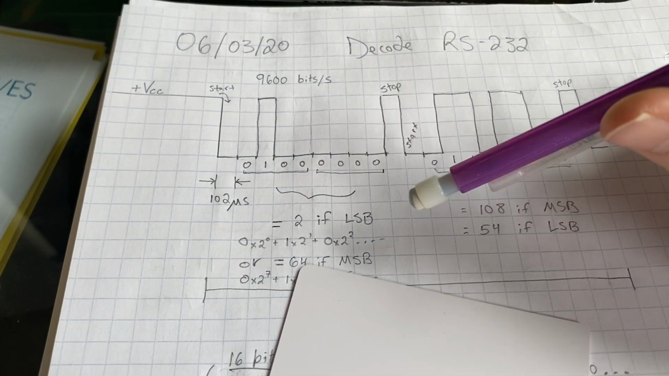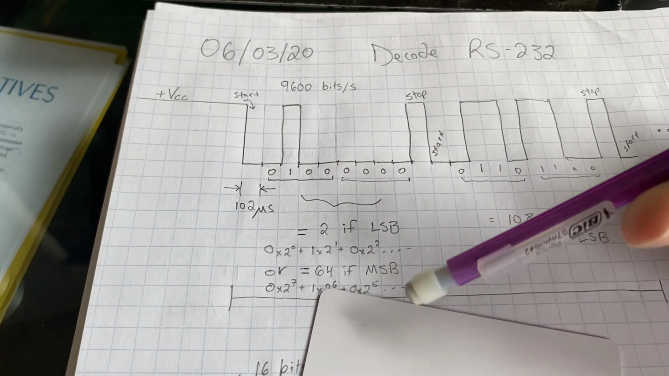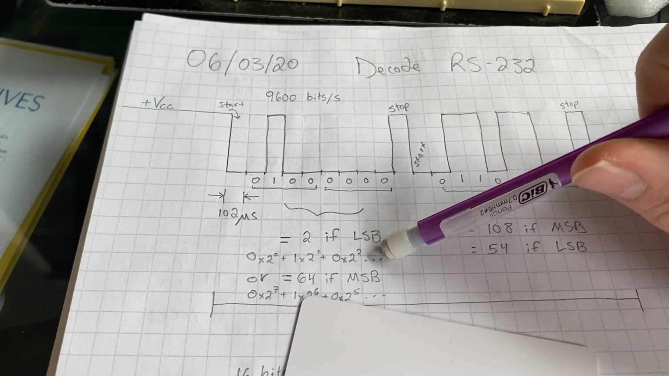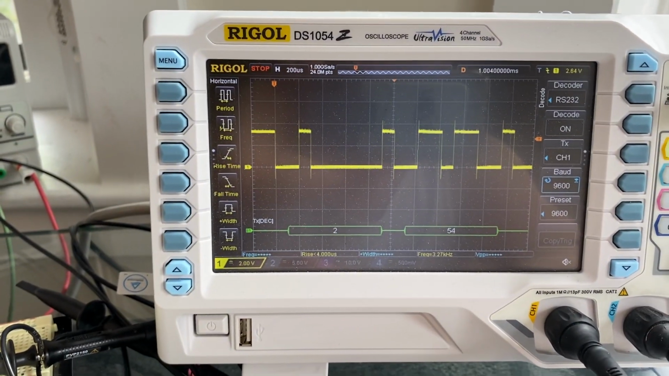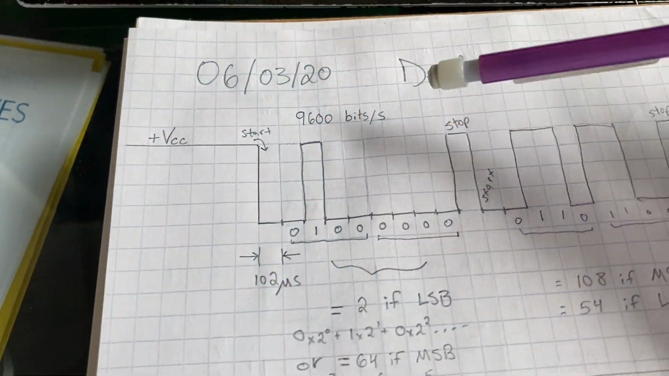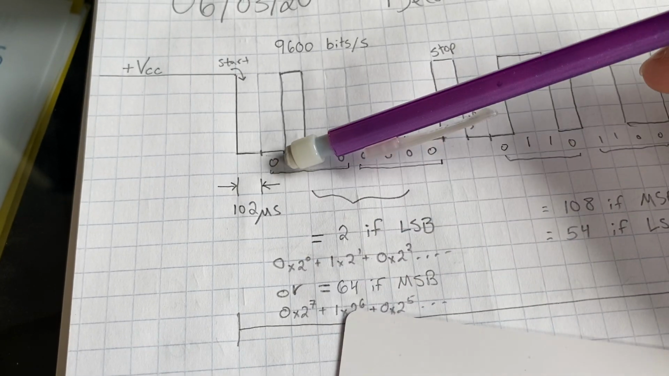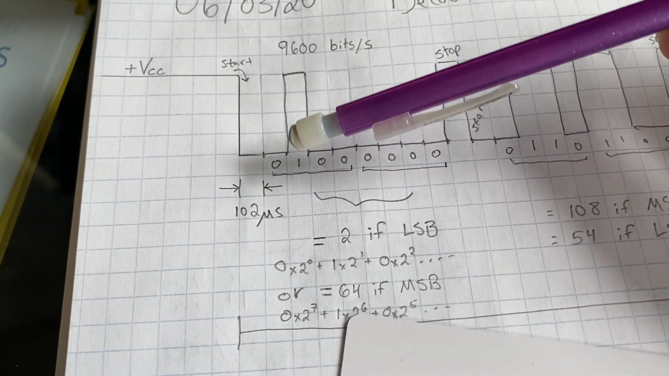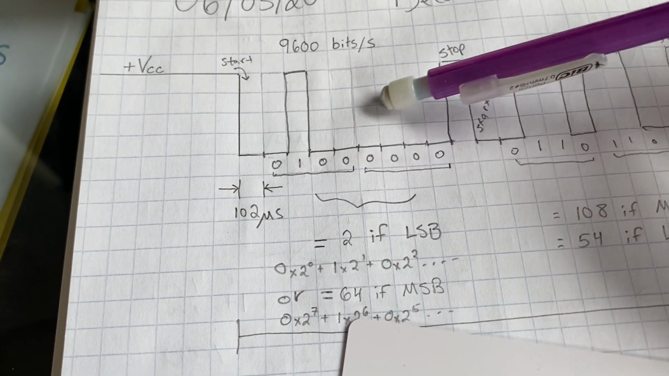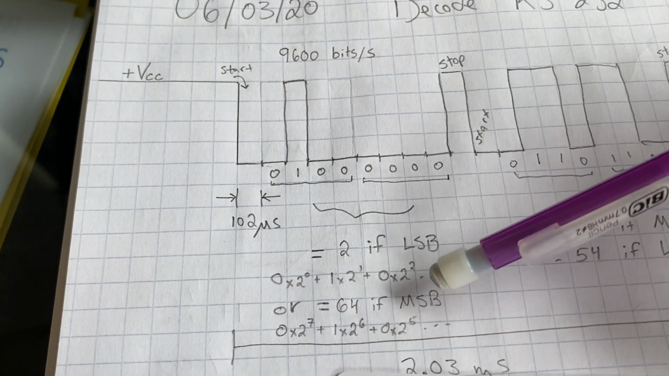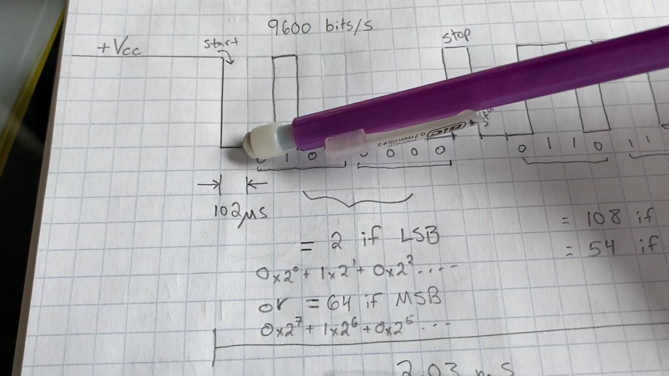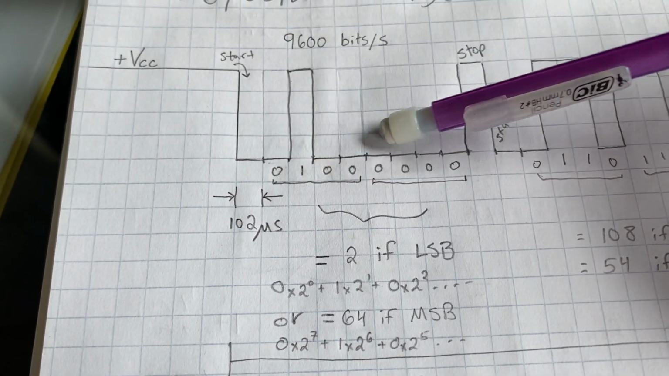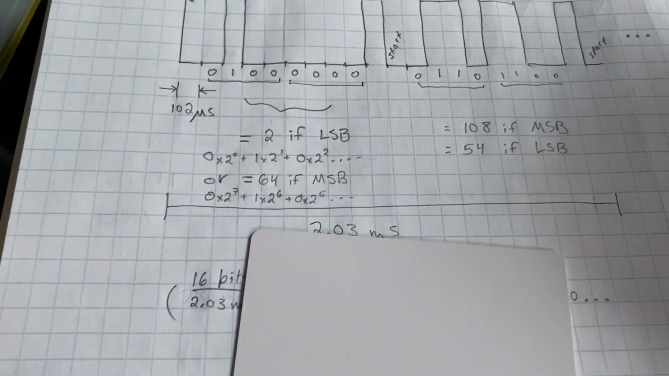And if we decode it, we see it's a 2 if we tell the scope to decode it as LSB first, as we see here. Which just means we treat this first bit as 2 to the 0, then 2 to the first, 2 to the second, and so on. Or it's 64 if we tell it that we want to interpret the most significant bit first. So it'd be 2 to the 7th, 2 to the 6th, 2 to the 5th, and so on.